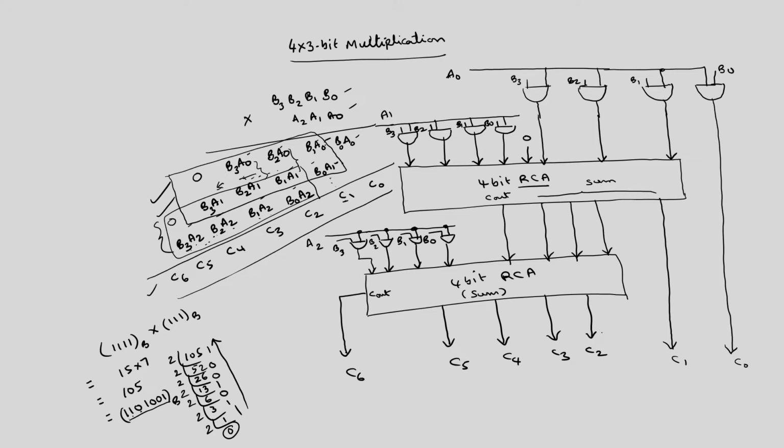This is the final implementation of a 4-bit by 3-bit multiplier using 2 4-bit ripple carry adders along with 12 AND gates, 2 input AND gates. Okay.